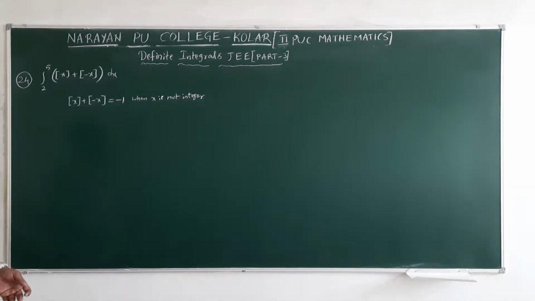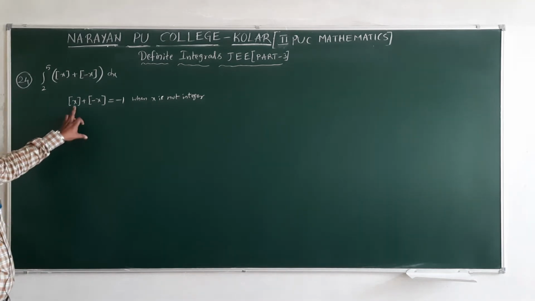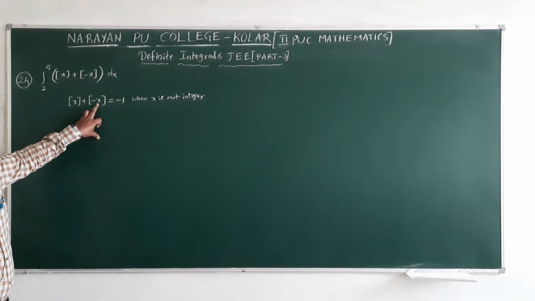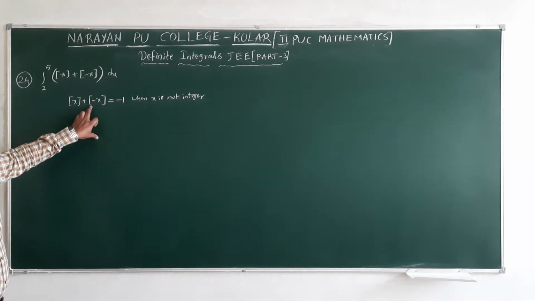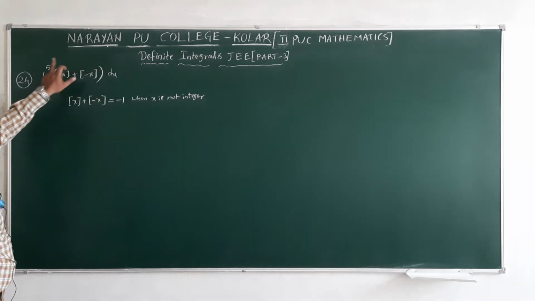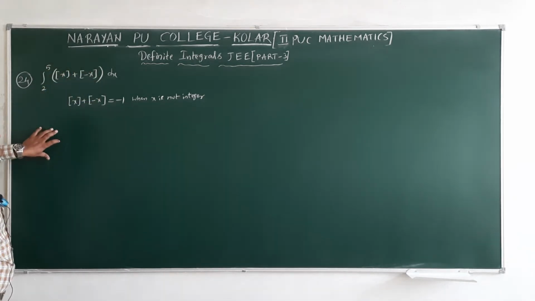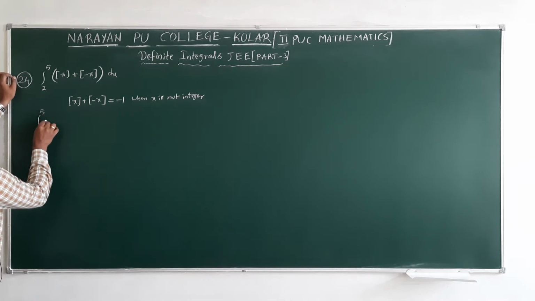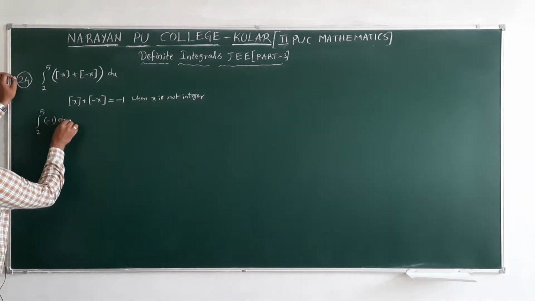For example, if we take 2.1, [2.1], the preceding integer, is 2. [-2.1], the preceding integer, is minus 3. So 2 minus 3, what will we get? Minus 1 only. That's why this complete value becomes minus 1 when x is not an integer. That's why integral 2 to 5, this complete value becomes minus 1 dx.